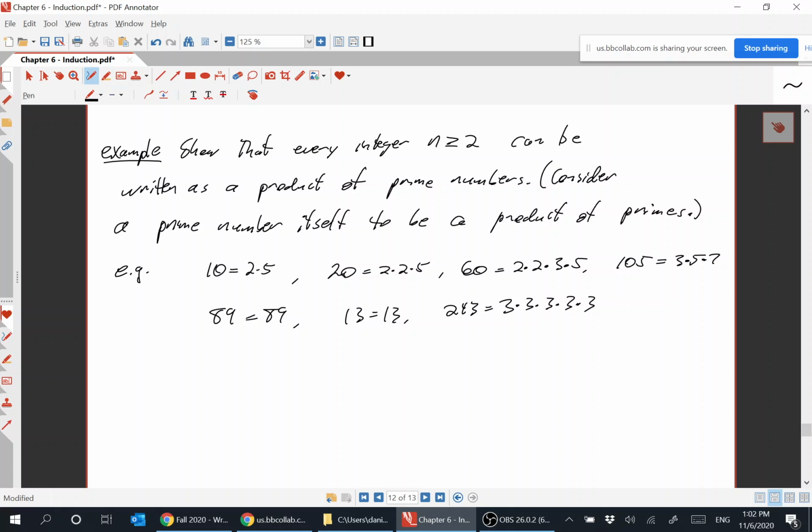So the proof is by the second principle. So the base case is n equal to 2. By the way, 2 is prime, right? 2 is a prime number? Yes? No? Yes. What's the definition of a prime number? Divisible by exactly two other numbers. Well, two other integers, just 1 and itself.